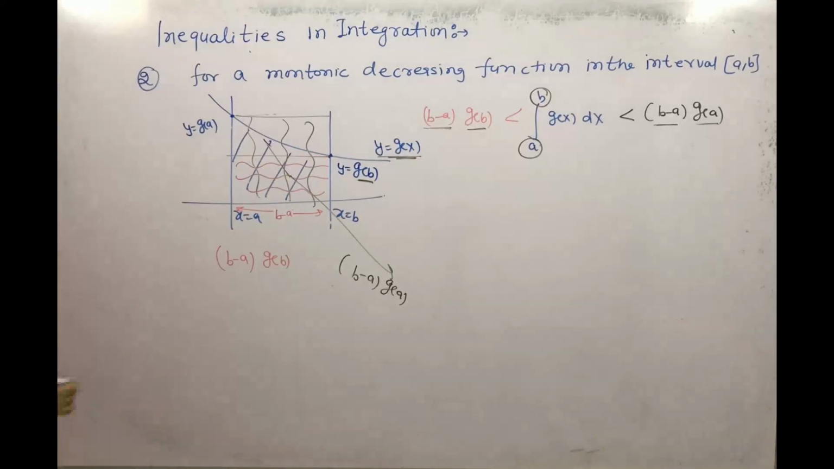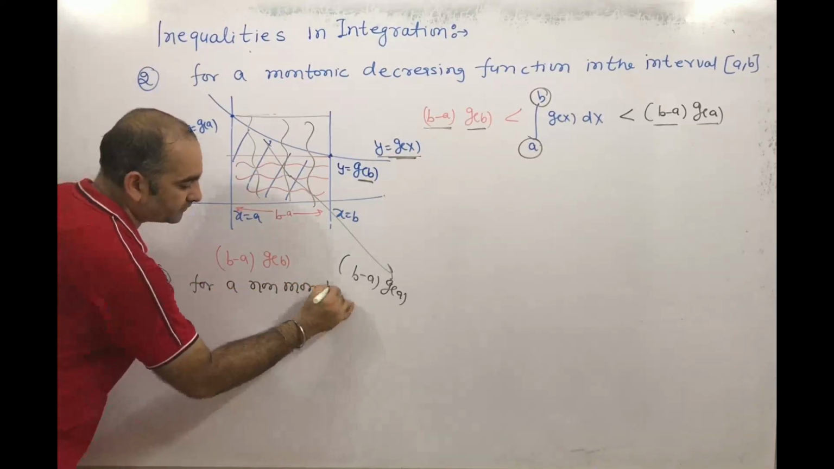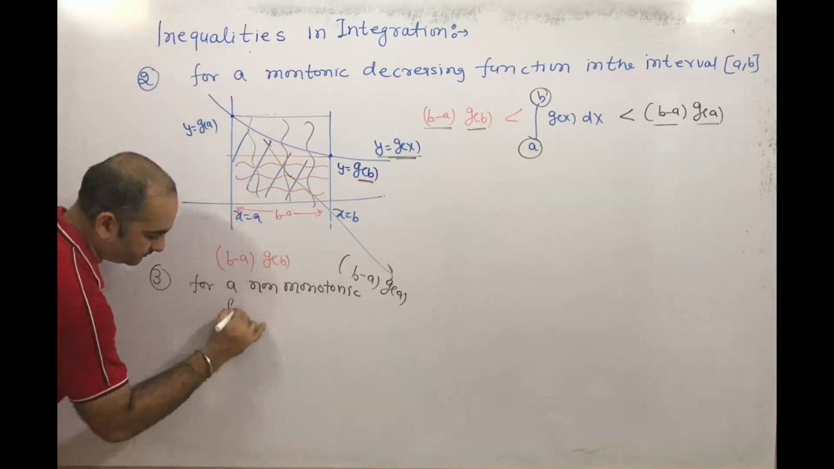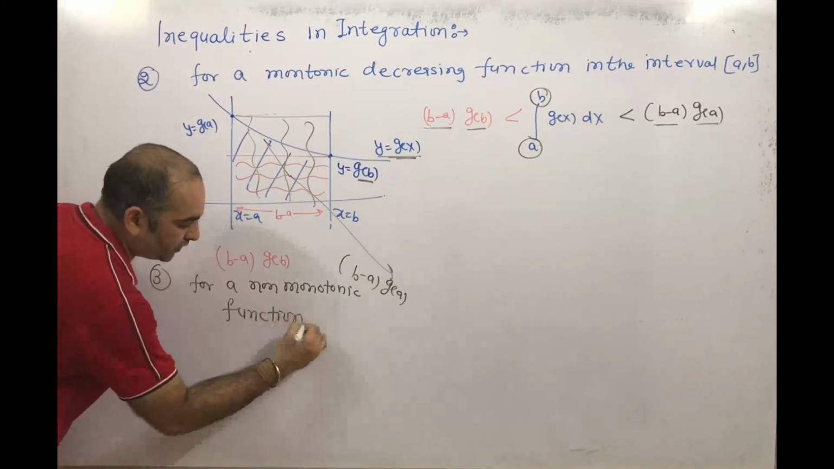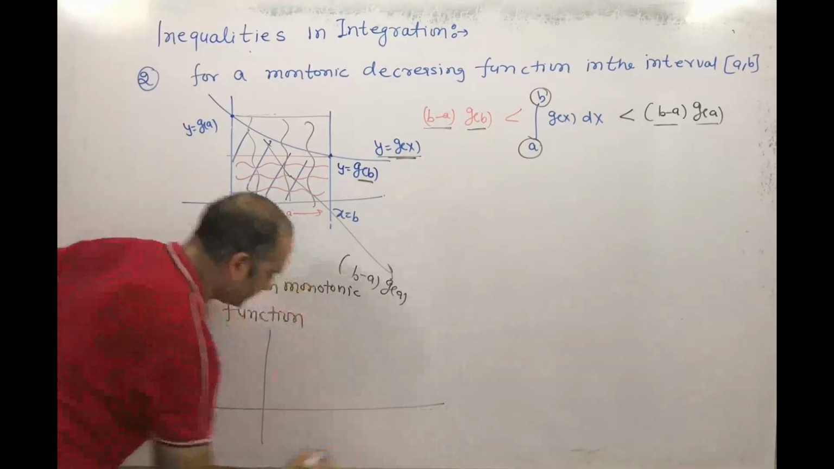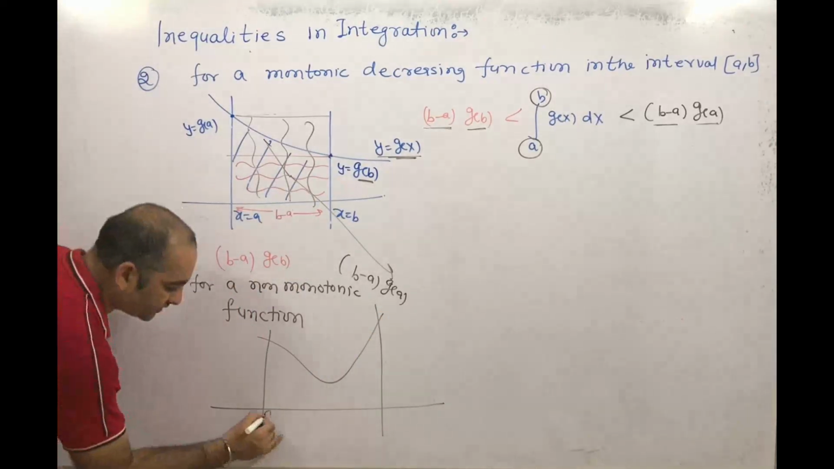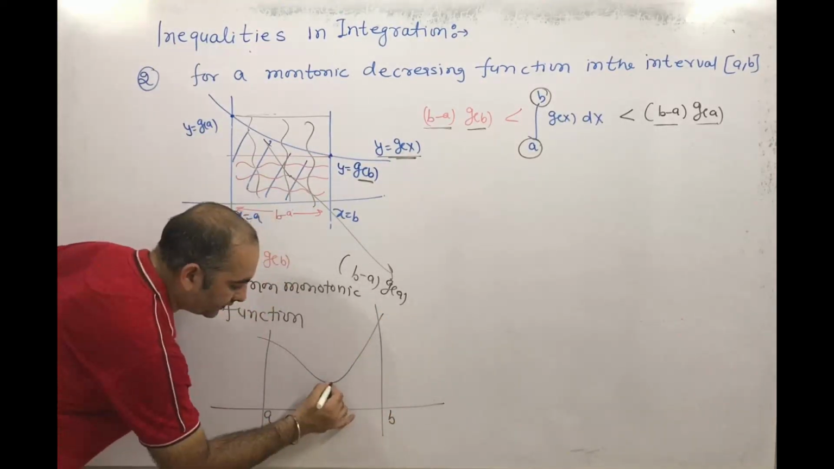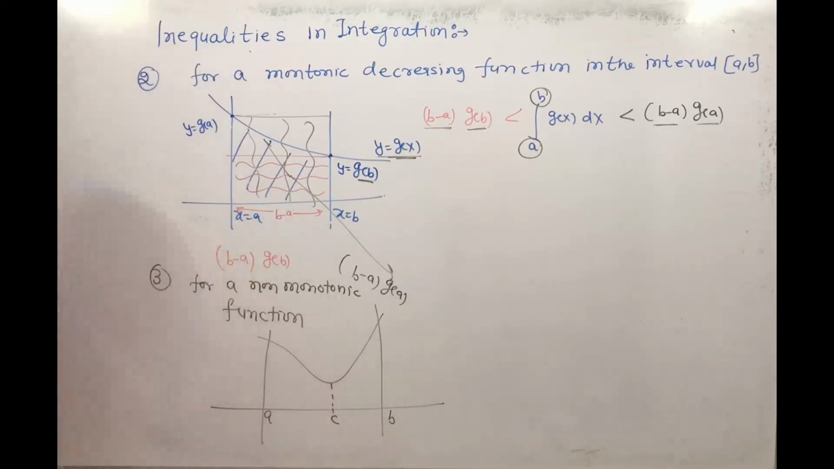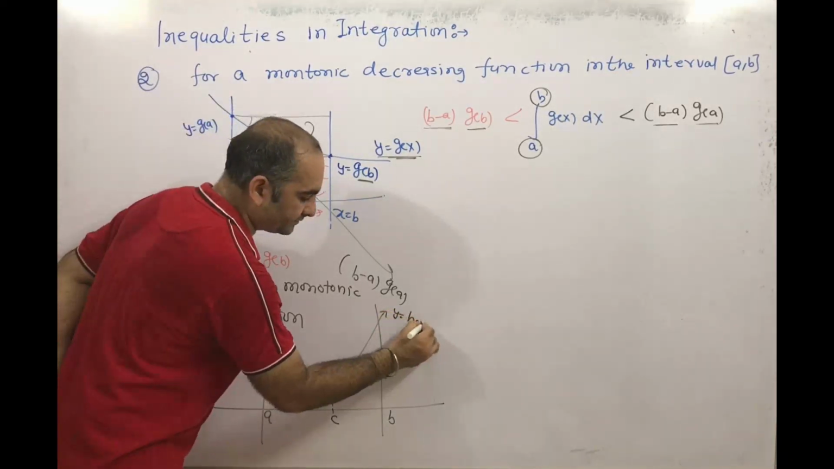Next we will discuss the third point. For a non-monotonic function, okay, so if I take a non-monotonic function, here this is a, this is b, and this one is c. Here we are getting the minimum value of the function, okay, and this one we are taking the function as y equal to h of x.